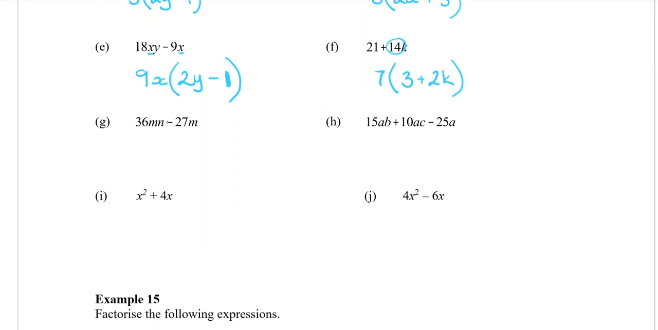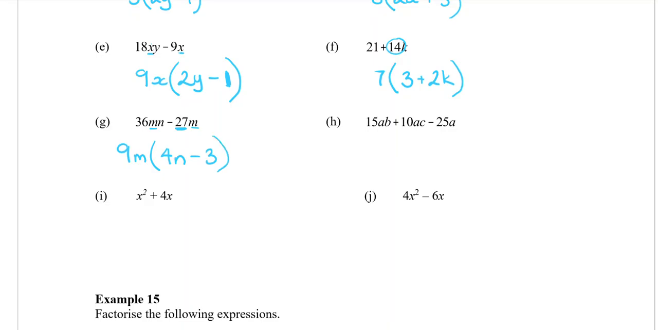G. We've got 27 as our smaller number, which is quite a big number. That's not going to work for 36 though. So another factor of 27 would be 3, but 3 is not big enough. 9 would be the bigger factor that you could use that works for 36 as well. So bring a 9 out the front. We also have an m in both of them, so m will be a factor out the front. Okay, let's open a bracket. 36 divided by 9 is 4. The m is out the front, so the n will go inside. Then minus 27 divided by 9 is 3, close bracket.